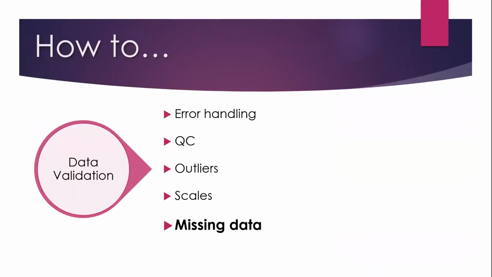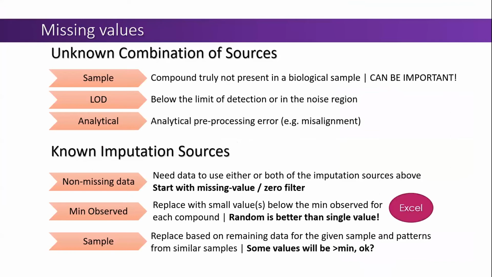Right, missing data. Okay, so missing data results from various combinations of sources. It can be the sample, meaning that the compound really isn't in the sample, or it can be analytical, you just couldn't detect it, or it could be an alignment issue. So it's a misalignment and now it's set to missing. And then there are various imputation methods.